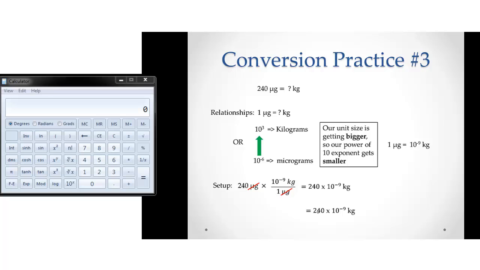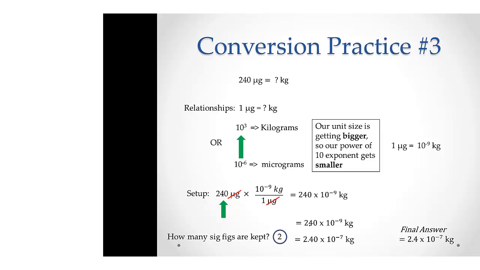Now that we have our coefficient between 1 and 10, the last item we need to do is make sure we have the correct number of significant figures. The operations involved are all multiplication, so we look for the measurement with the least number of sig figs. The only measurement we have is the info we're given for the problem. 240 has only 2 sig figs, as the trailing 0 does not have a decimal in the number, so this 0 is not significant. Since we only keep 2 sig figs in the final answer, 2.40 turns into 2.4. So our final answer is 2.4 times 10 to the minus 7.